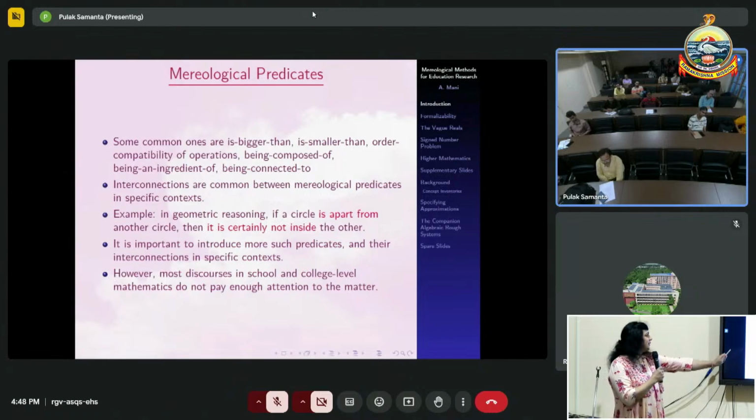In school and college level mathematics, not much attention is usually paid to the interconnections at all. They are sometimes mentioned vaguely, but not really a central part of the curriculum.